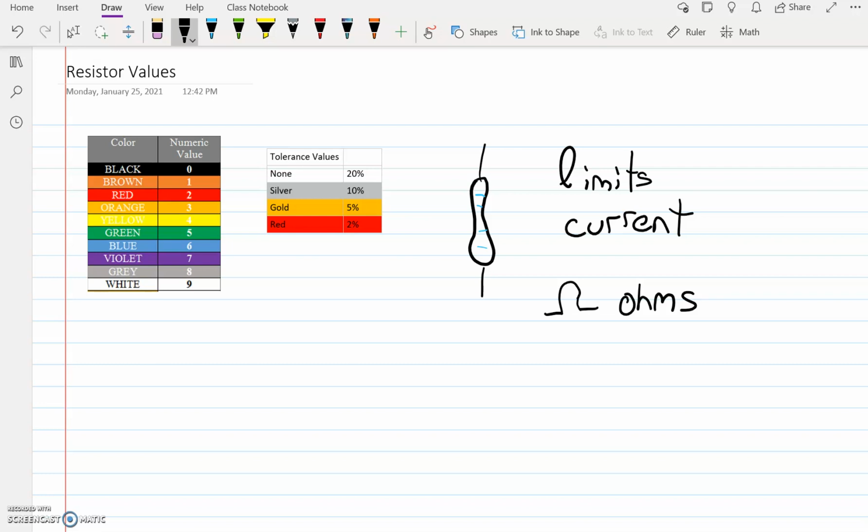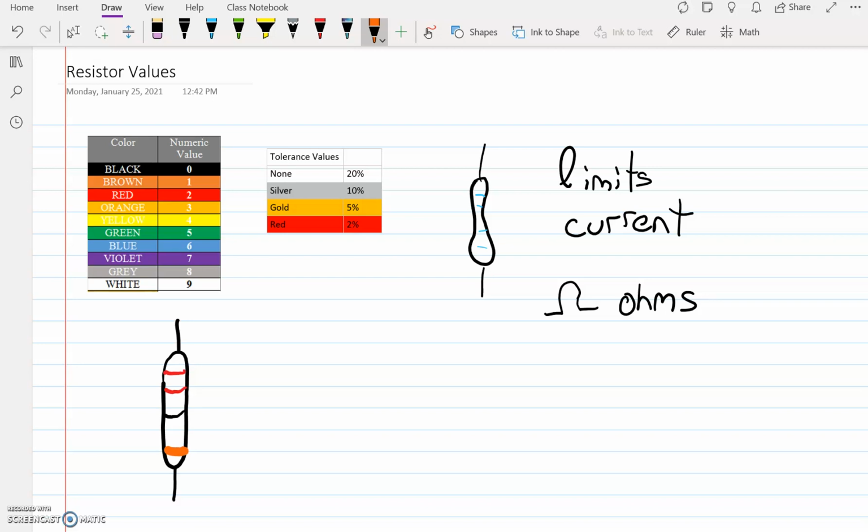I'm just going to pick one off the top of my head. So I'm going to draw it out here. We have a resistor here, and our wire comes out each end. Now, we have our first band, our second band, our third band, and our fourth band here.